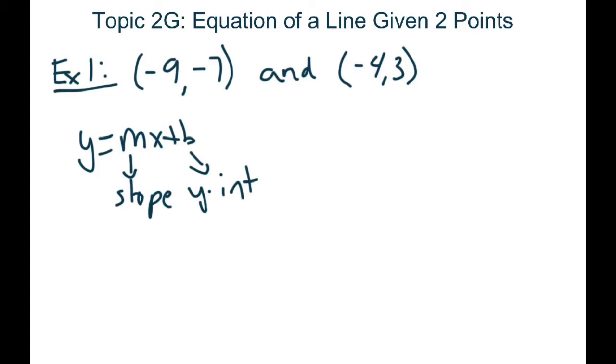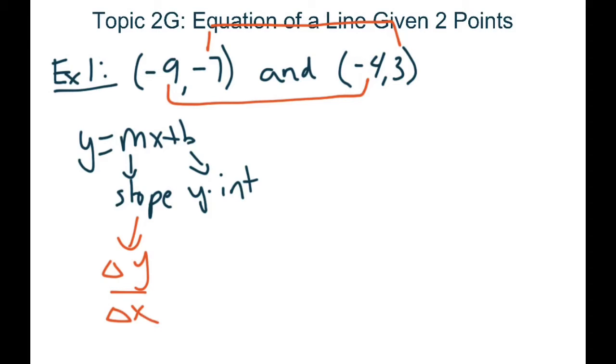Okay, so first, I'd like to start with the slope, because this is what we practiced towards the beginning. I think it was topic 2B where we talked about this. So we need to find the slope between these 2 points. You've got to remember, we need to find the change in y over the change in x, because that's what slope is. So for the change in y, you subtract the y values. So negative 7 minus 3.